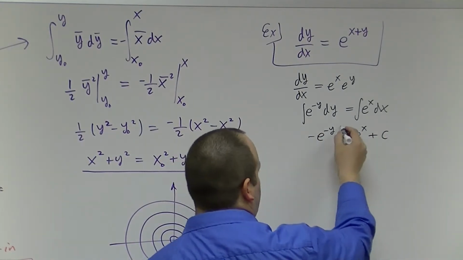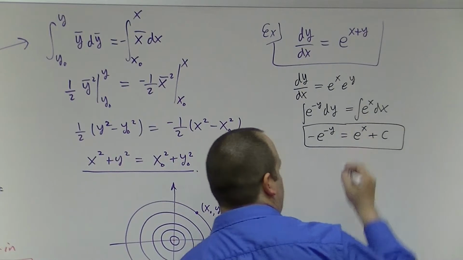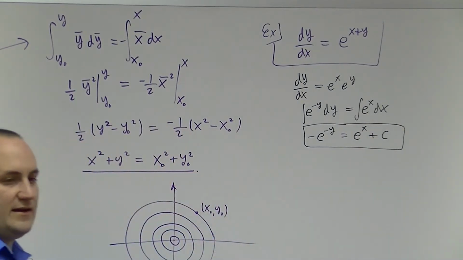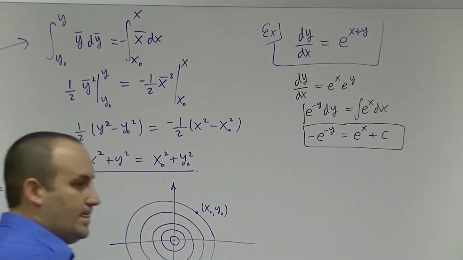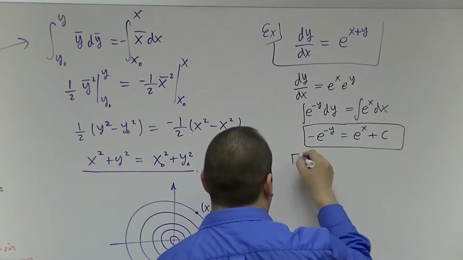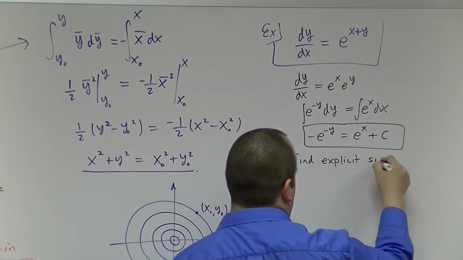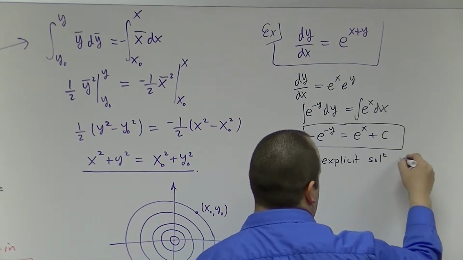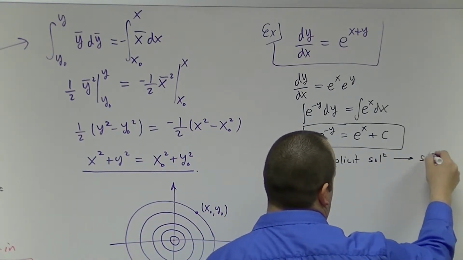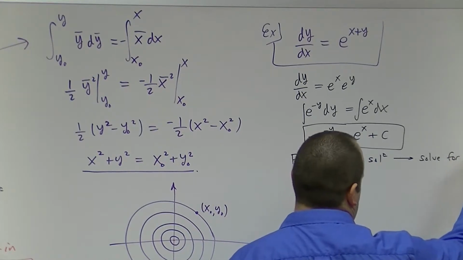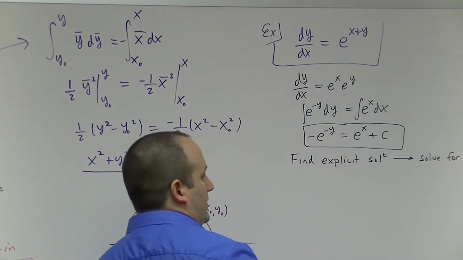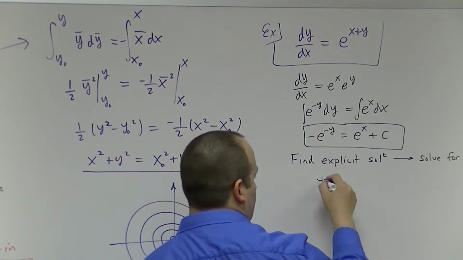And so I could leave it right there. There's my implicit solution. But this one I could actually find an explicit solution for. To find an explicit solution, that needs what? Y. Yeah, that basically means you got to solve for y. So I got to get rid of the minus.